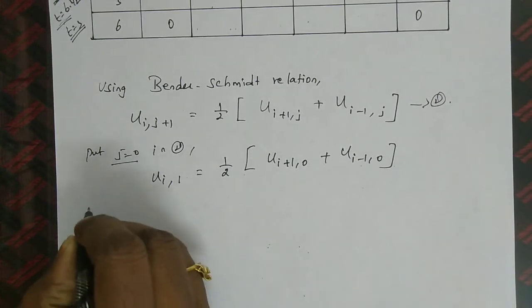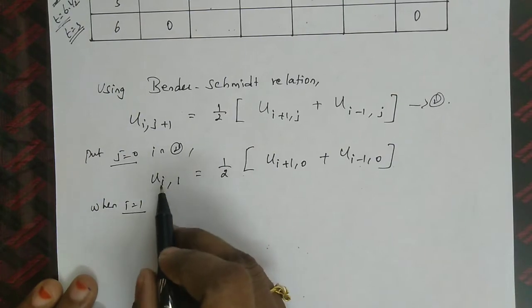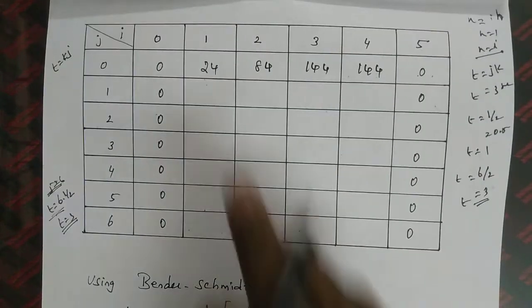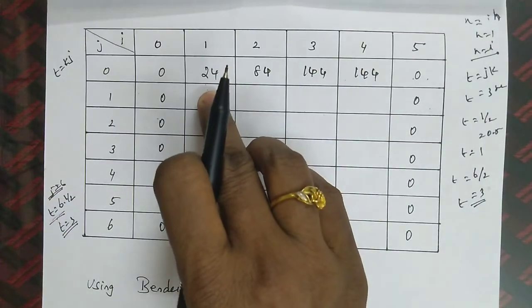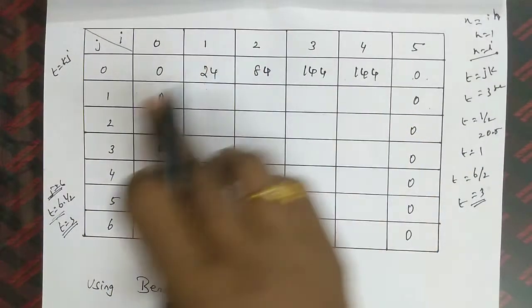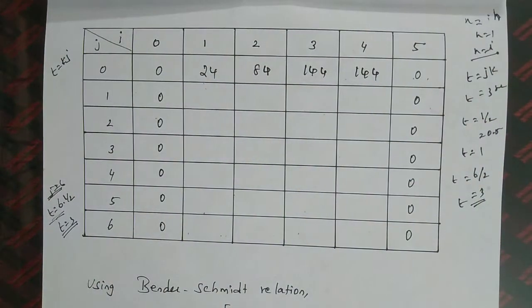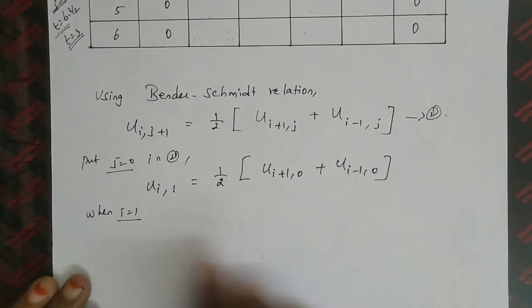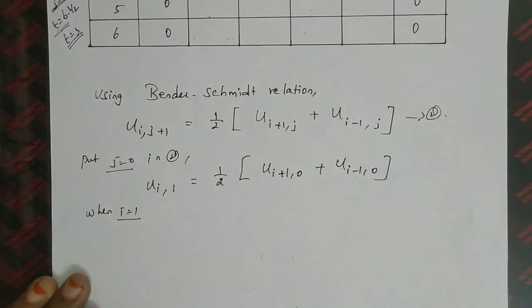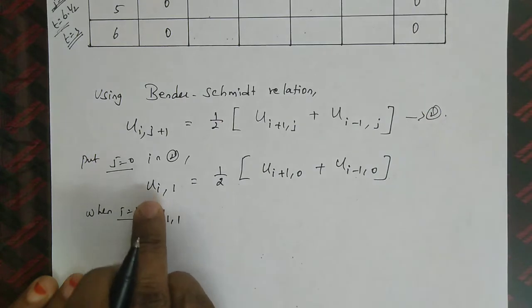When i equal to 1, what will happen? That is nothing but u of 1 comma 1. That value we are going to find. When i equal to 2, what will happen? u of 2 comma 1, and u of 3 comma 1, u of 4 comma 1. That was the first step of the problem. So when i equal to 1, what will happen? This will become u of 1 comma 1. In the i place you have to put 1.